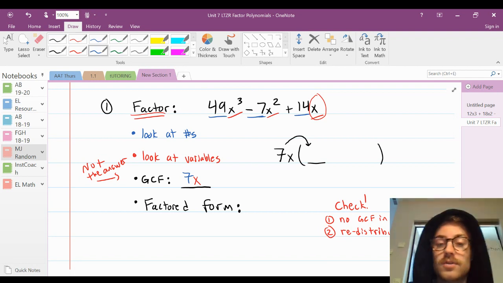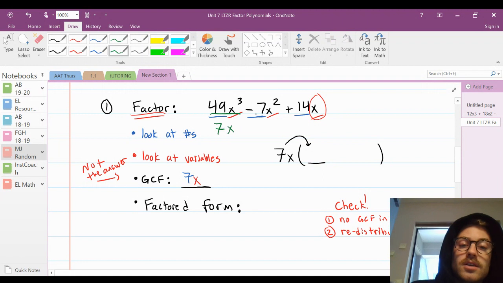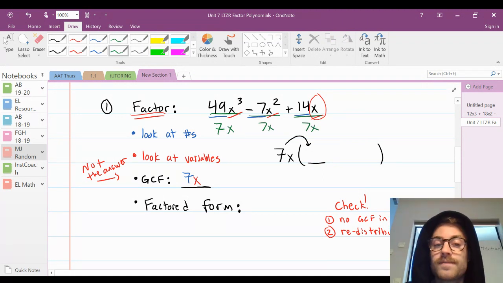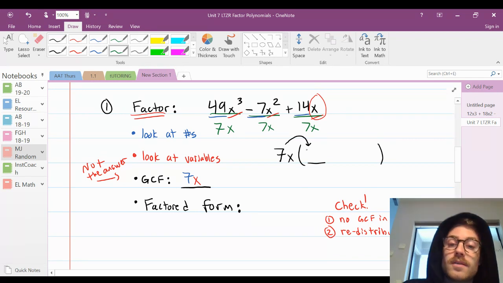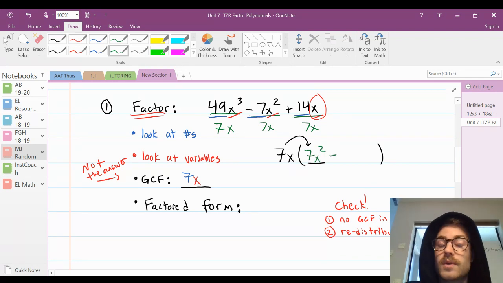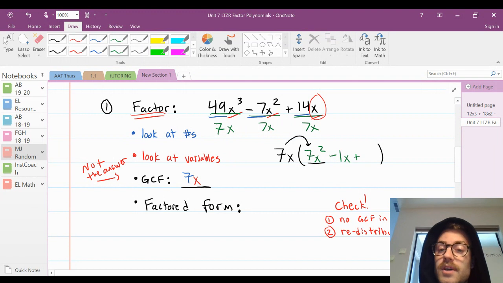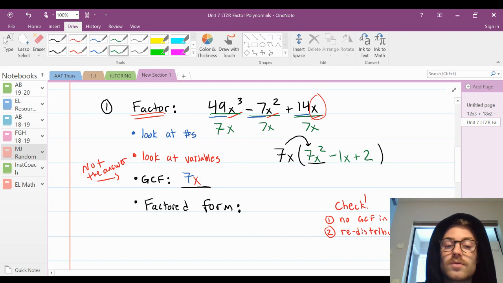Some of you are able to do this just looking at it. A common way to do this would be to divide each term by the greatest common factor, 7x. When I take 7x out of 49x cubed, 49 divided by 7 is 7. X cubed divided by x leaves me with x squared. Minus, I do it for the second term. 7 divided by 7 is 1. X squared divided by x is x. Plus 14x divided by 7x. The x's cancel, and 14 divided by 7 is 2.